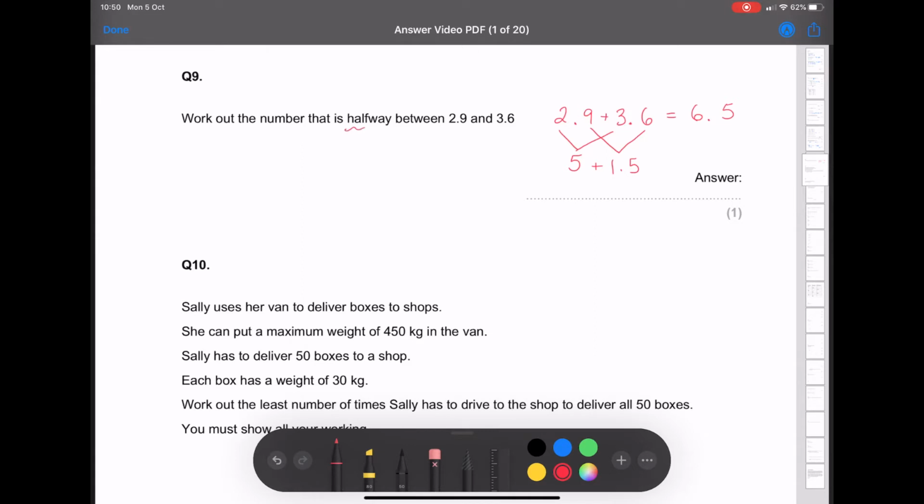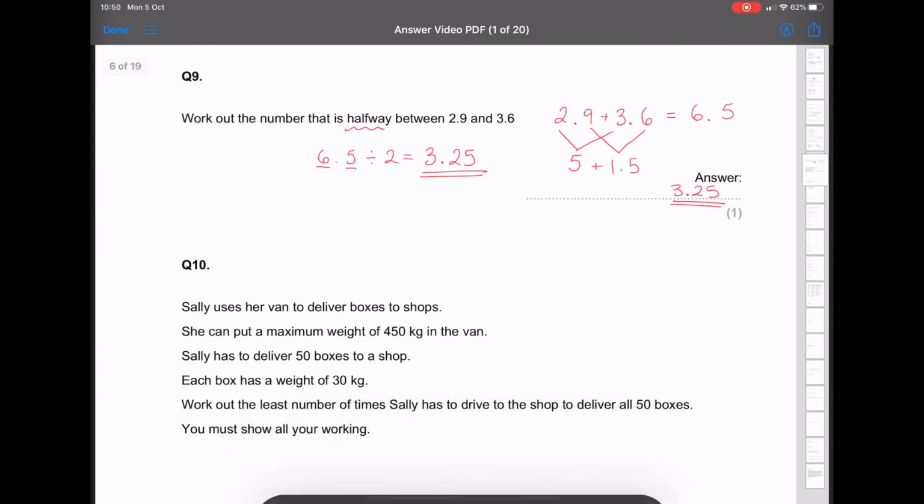But it wants to know what's halfway between. So we do 6.5 divided by 2. So half of 6 is 3. And half of 0.5 or half of 50p is 25p. So that's your middle. So 3.25 will be your answer. Okay, so if you get stuck, add them together, divide by 2.